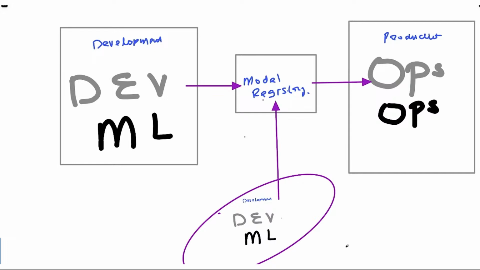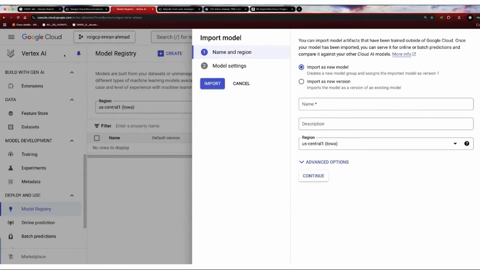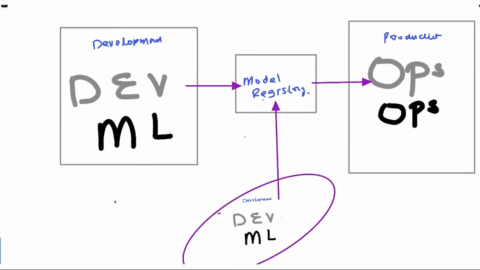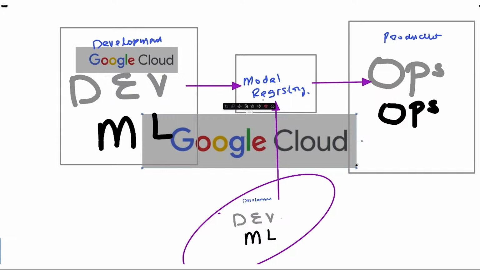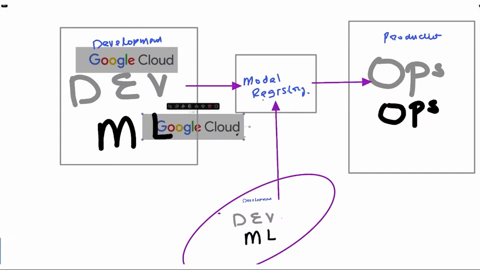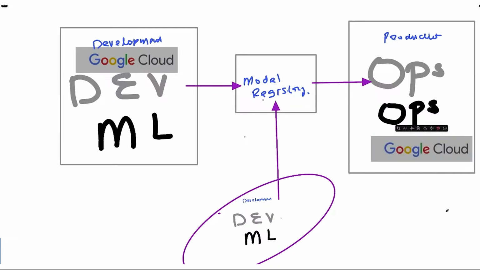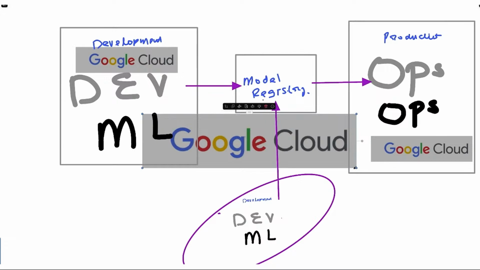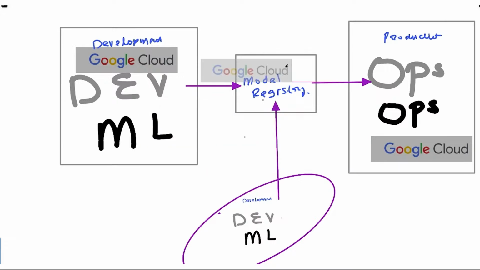So this is Google Cloud. Let's bring this from here to emphasize this. This is Google Cloud, and this is Google Cloud as well. Model registry is in Google Cloud. But as long as you follow the standards, you should be able to import a model that is trained somewhere else.